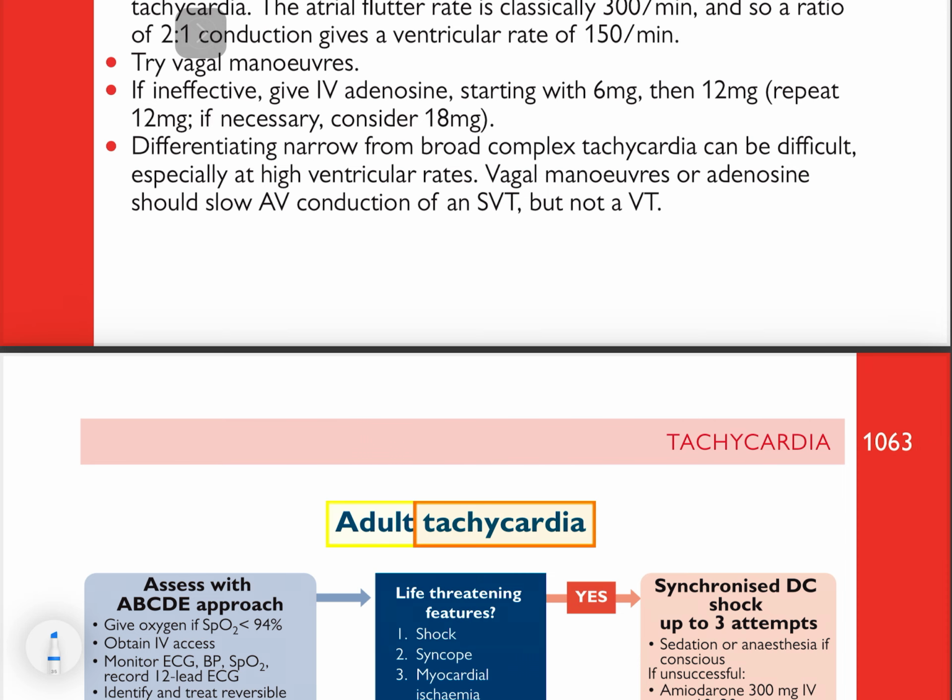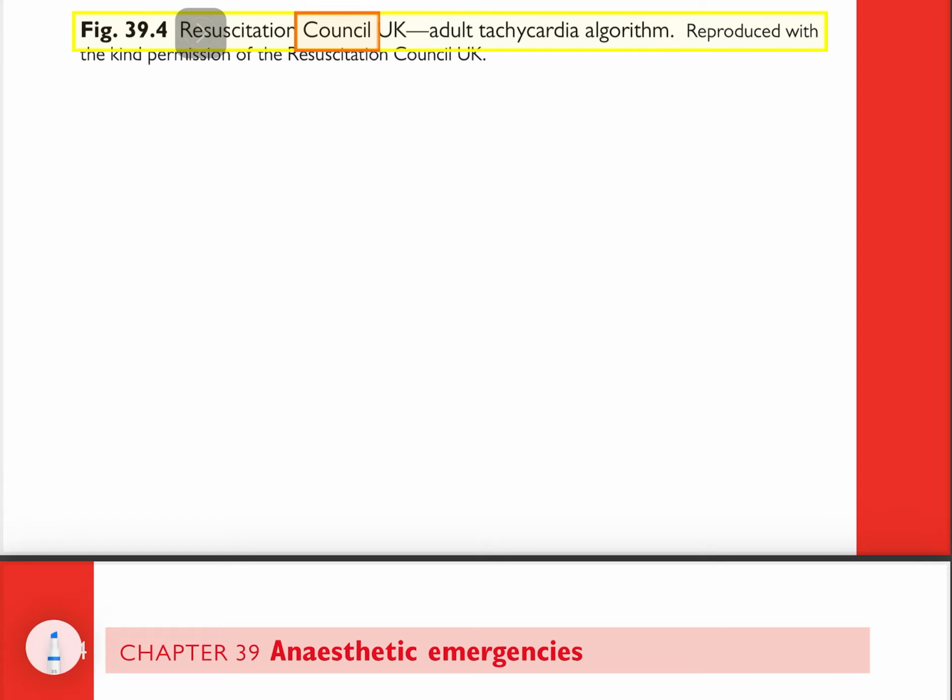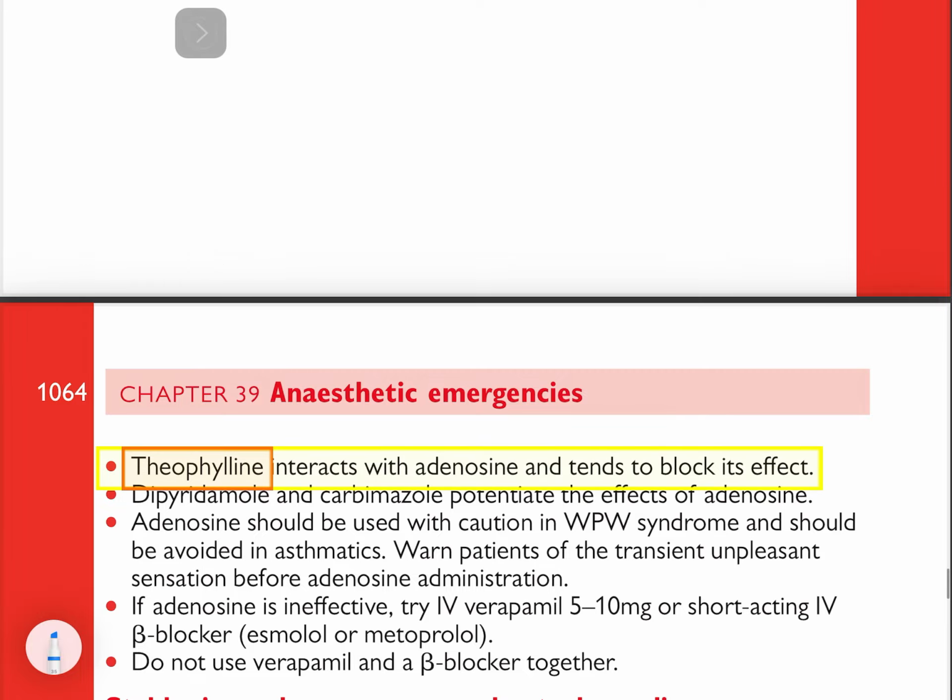Figure 39.4, Adult tachycardia algorithm, Resuscitation Council UK. Reproduced with kind permission. Theophylline interacts with adenosine and tends to block its effect. Dipyridamole and carbamazepine potentiate the effects of adenosine. Adenosine should be used with caution in WPW syndrome and should be avoided in asthmatics. Warn patients of the transient unpleasant sensation before adenosine administration. If adenosine is ineffective, try IV verapamil 5-10 mg or a short-acting IV beta blocker, esmolol or metoprolol. Do not use verapamil and a beta blocker together.